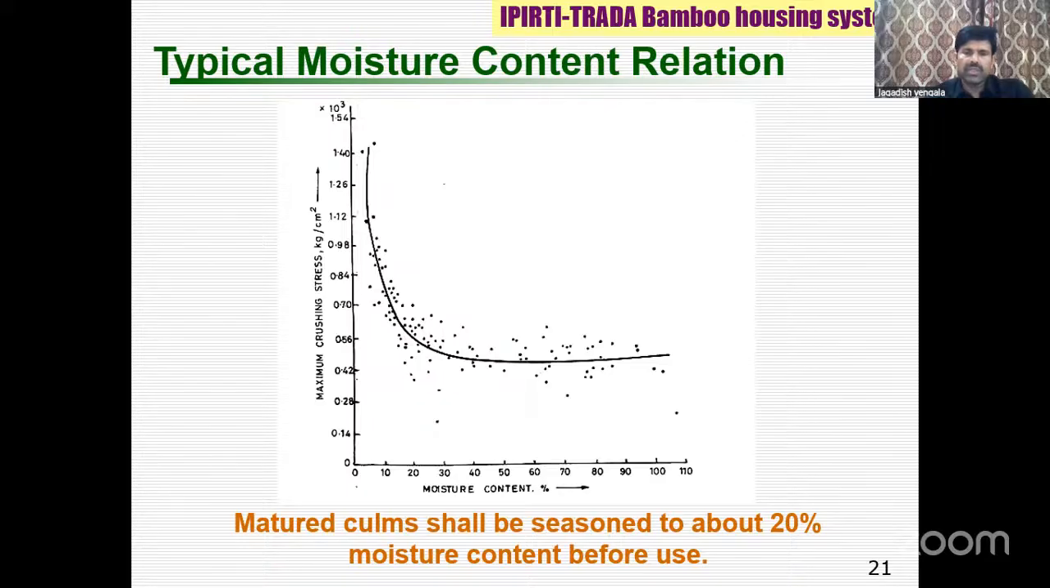So they bring down the moisture to less than 20% and then they use it. Otherwise, warping may occur and the structure may not be good. Hence, you have to bring down the moisture content to less than 20% before use.